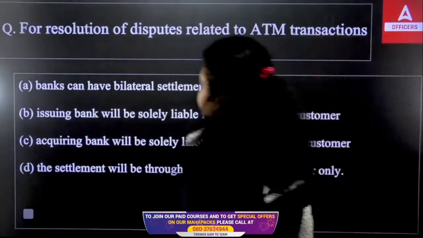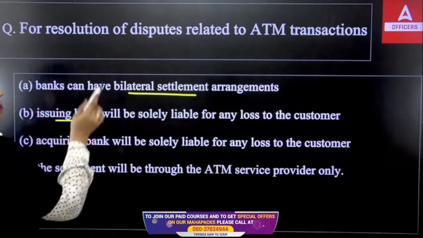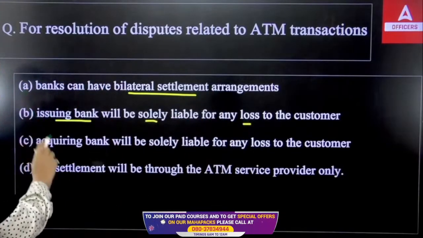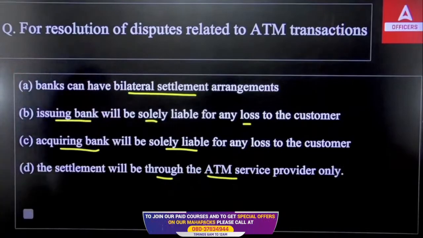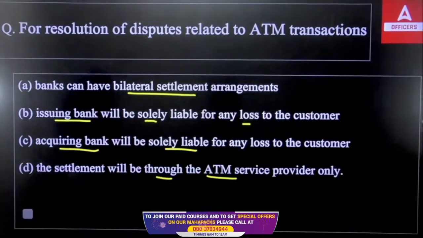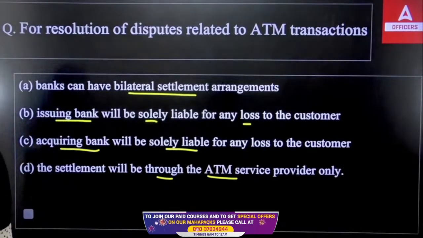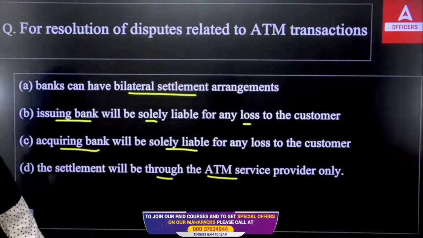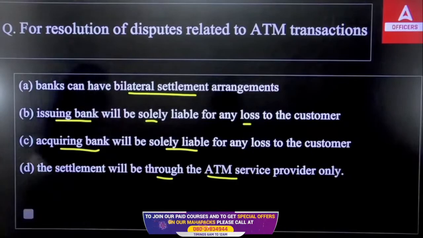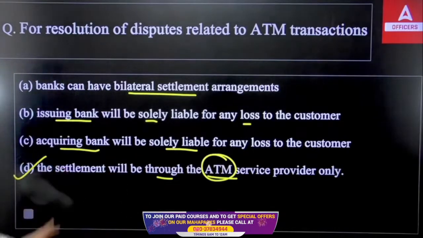Now the first option says that for resolution of disputes related to ATM transactions, banks can have a bilateral settlement arrangement. Second, for ATM transactions, the issuing bank will be solely liable for any kind of loss of the customer. Third, the acquiring bank will be solely liable for any loss of the customer. Fourth, the settlement will be through the ATM service provider only. So which of the following will be correct? The right answer will be that the settlement will be through the ATM service provider only. The ATM service provider will be providing the settlement. So the right answer will be D. Okay, the right answer will be D.